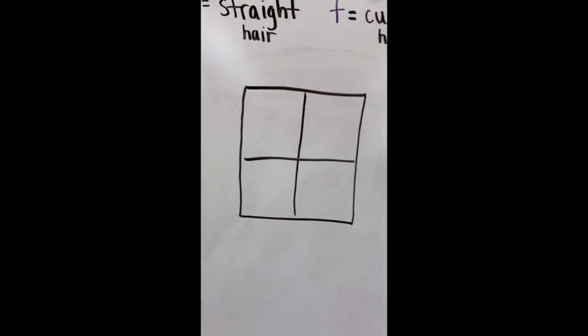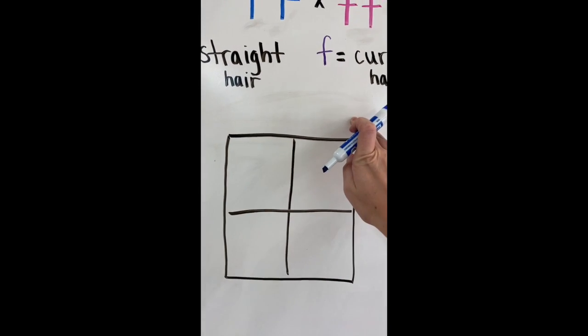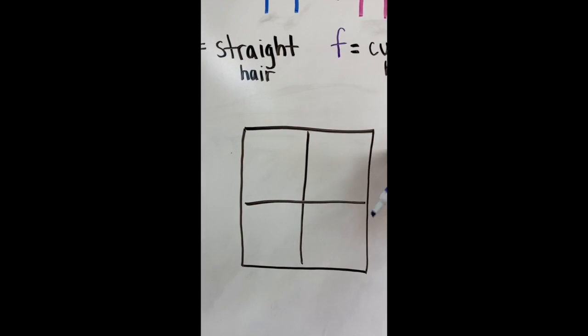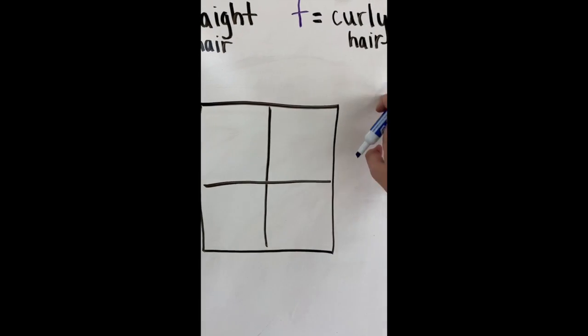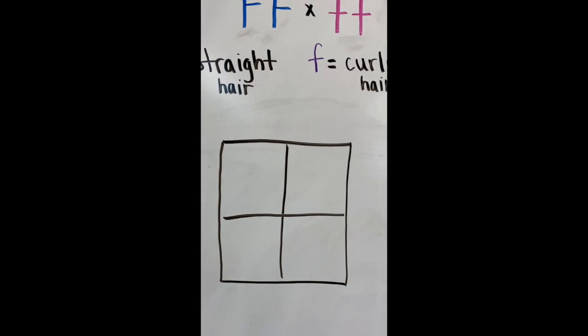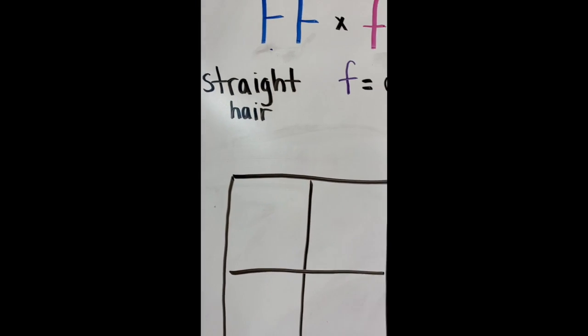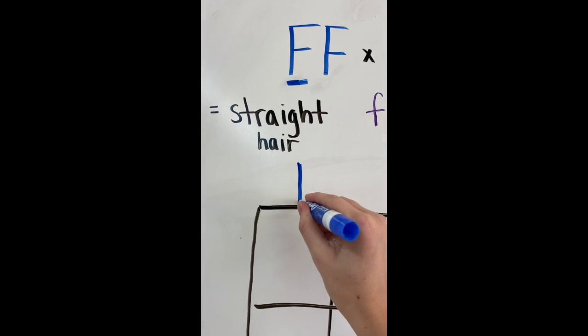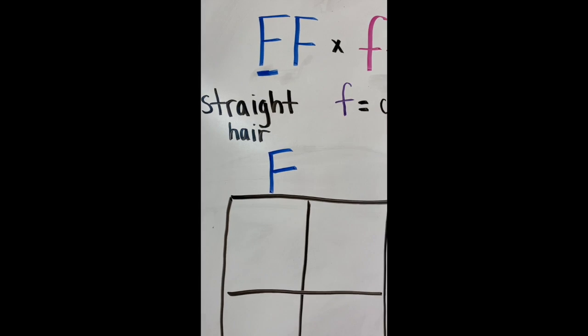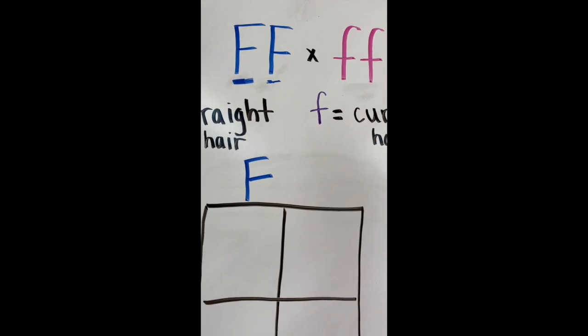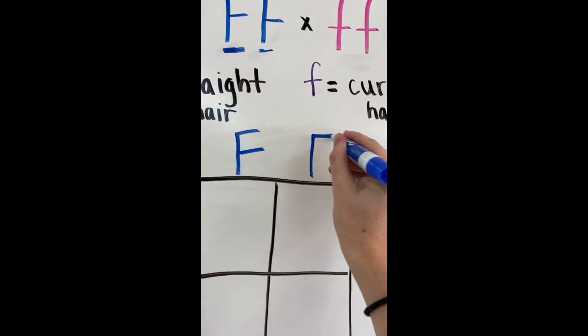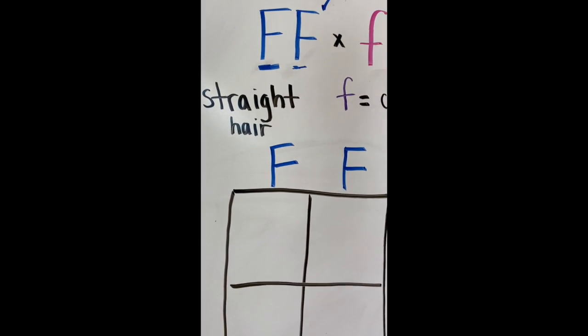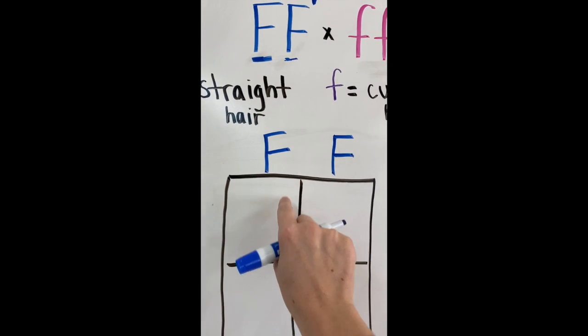Easy. So first, we remember that we have one parent at the top, one parent to the left. Nothing on the right, nothing on the bottom. That's just silly. That's not how you do it. So first, let's put our father first. If we have one allele as the capital F, so capital F there. And then the second allele is also a capital F, so we put a capital F there. You never put more than one allele over one box, just one allele at a time.